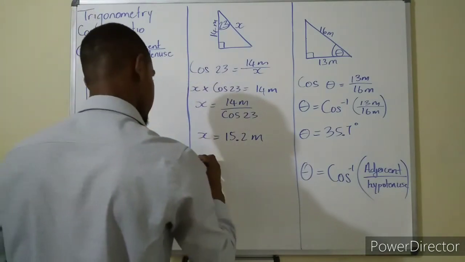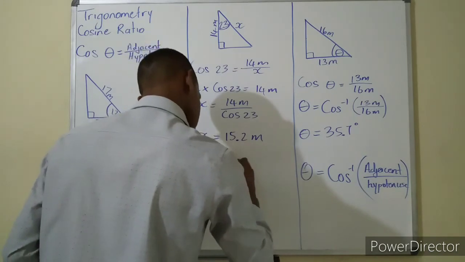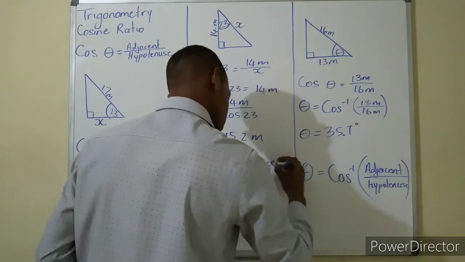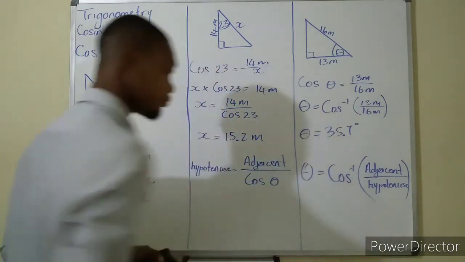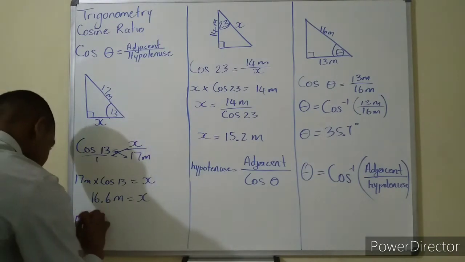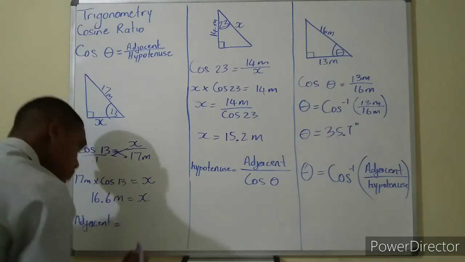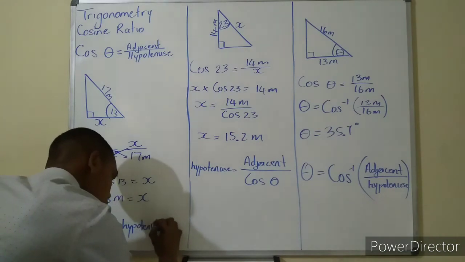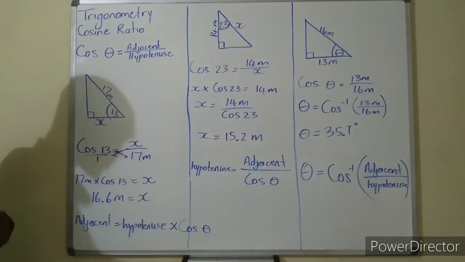If you want your hypotenuse, it will always be equal to your adjacent side being divided by the cos of the angle. And if you want the adjacent side, it will always be equal to your hypotenuse multiplied by the cos of the angle. So those are the general formulas.